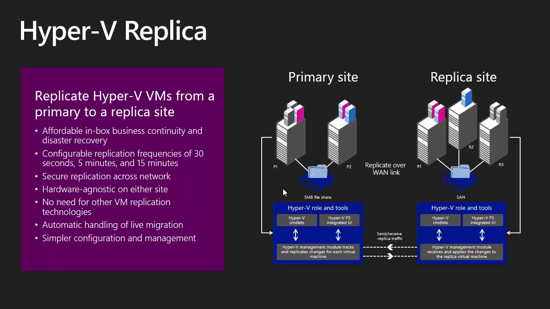This is configurable in terms of 30-second, 5-minute and 15-minute intervals. Obviously, your bandwidth is going to play a big role in what setting you choose, in terms of how frequently you want the replication to occur. And this is something that is very, very easy to set up. You just use Hyper-V Manager to take a look at that.